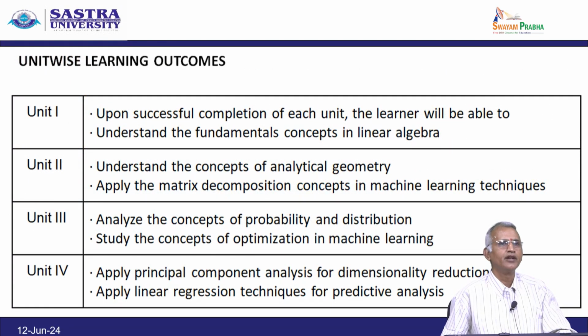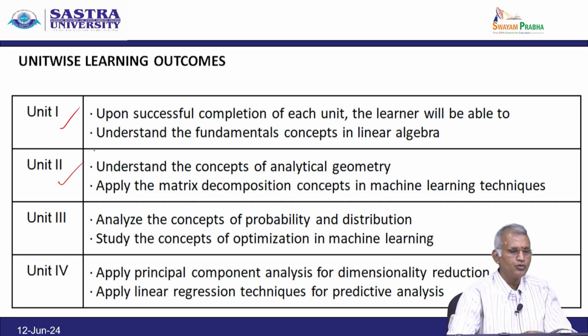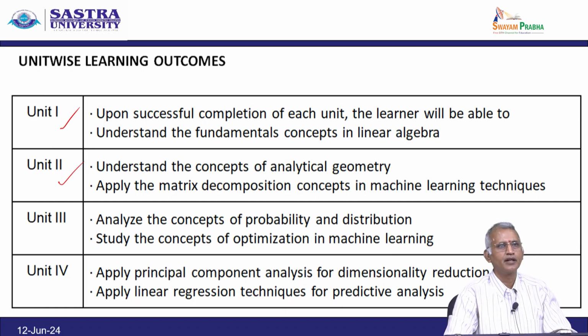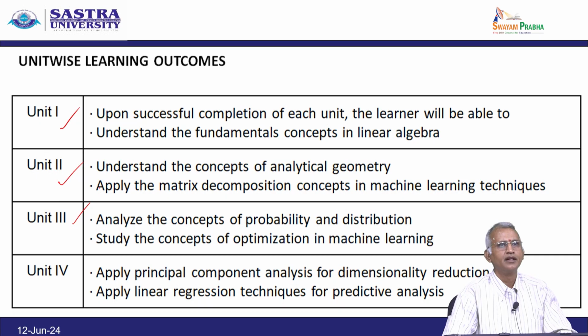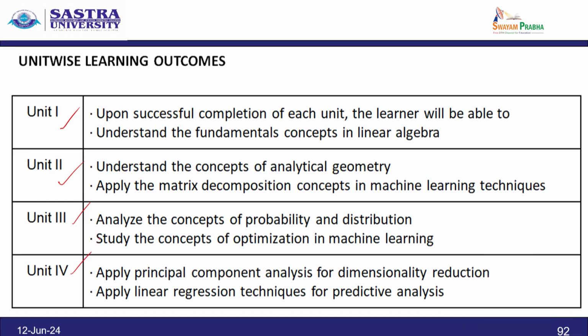So, the unit-wise learning outcomes: upon the successful completion of each unit, the learner will be able to understand the fundamental concepts in linear algebra in unit 1. Unit 2: understand the concept of analytical geometry and apply the matrix decomposition concept in machine learning techniques. Unit 3: analyze the concept of probability and distribution and study the concept of optimization in machine learning. Unit 4: apply principal component analysis for dimensionality reduction and apply linear regression technique for predictive analysis.